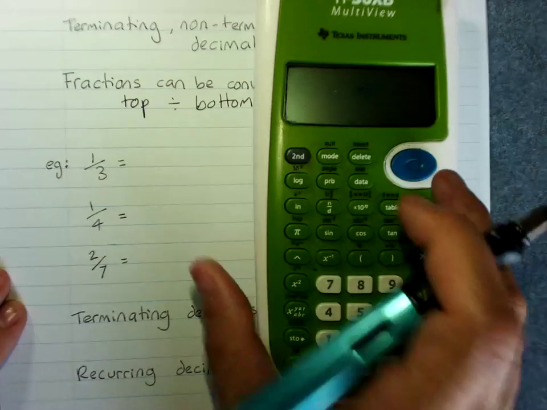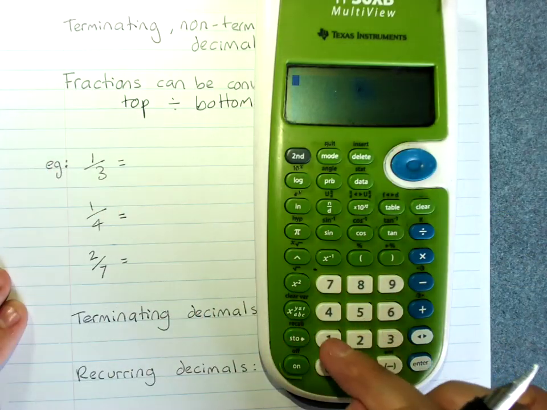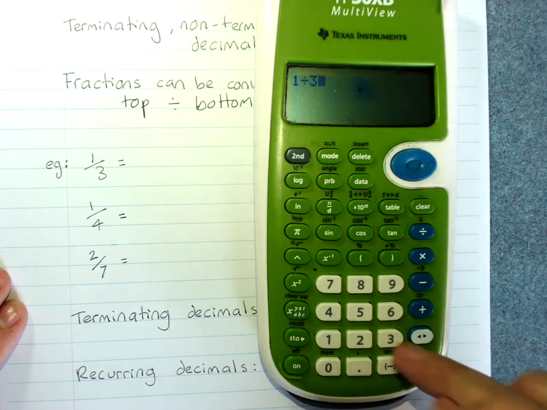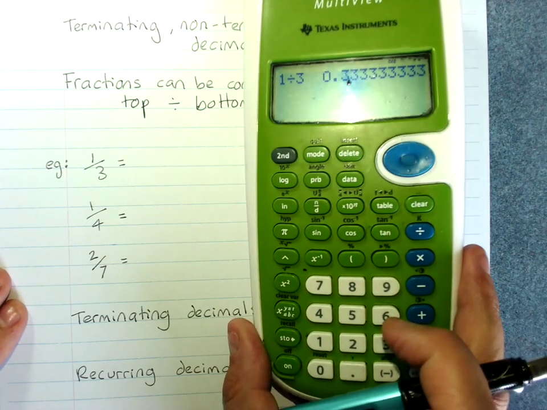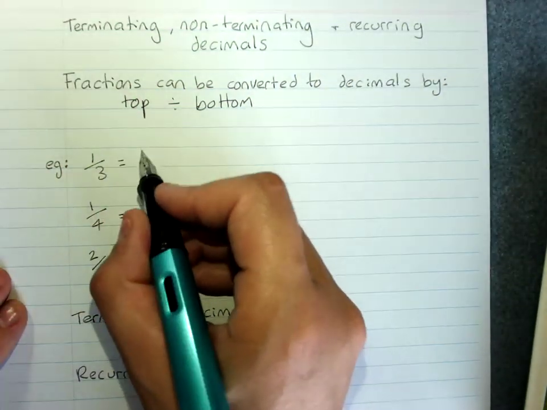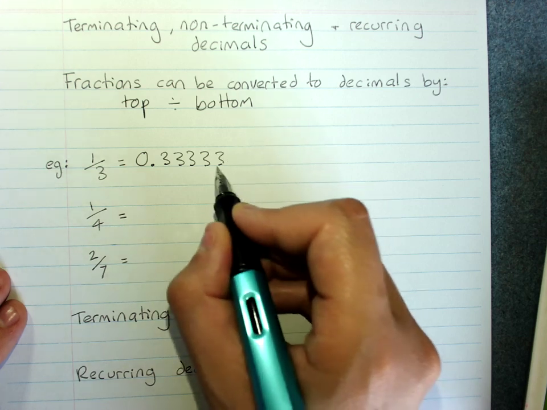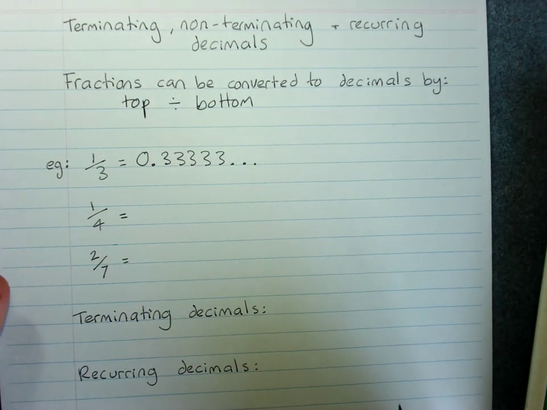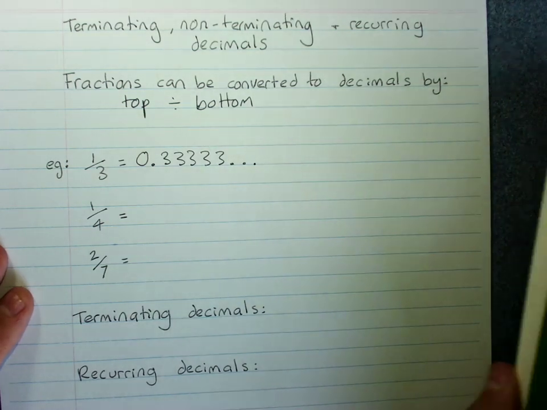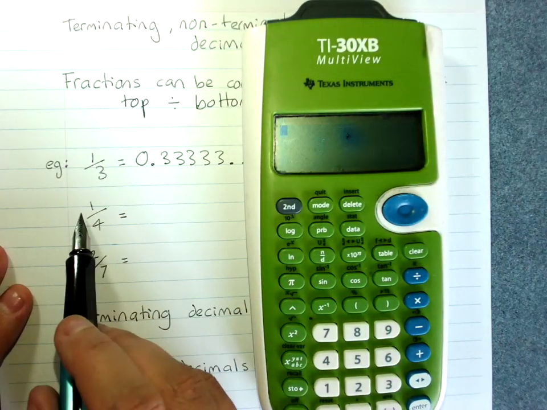So on your calculator, 1 over 3, you can do 1 divided by 3 equals, and we get this decimal that goes on for a very long time, and we write 0.33333, and I can see that that's going to keep going, so I put some little dots to say it keeps going.